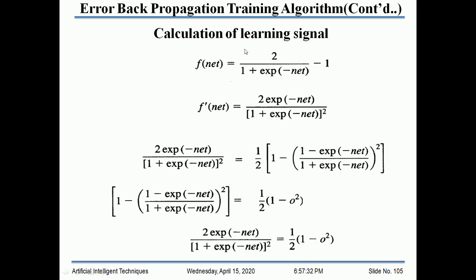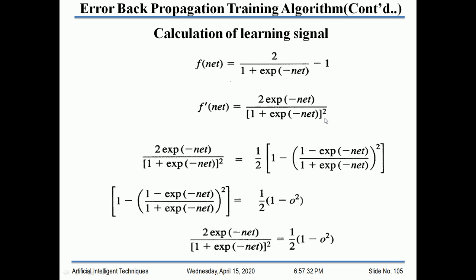If the activation function chosen is the bipolar continuous activation function, that is 2 by 1 plus exponential of minus lambda net minus 1, here lambda is chosen as 1. Lambda is the steepness factor. So f of net equal to 2 by 1 plus exponential of minus net minus 1. The first order derivative of this is f dashed of net, which is equal to 2 exponential of minus net by 1 plus exponential of minus net whole square.